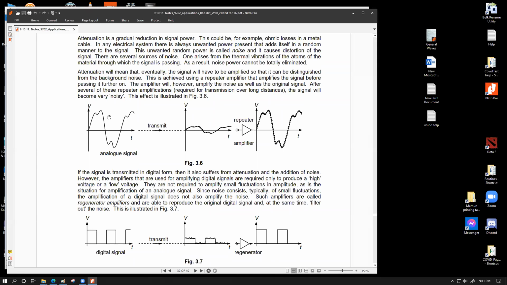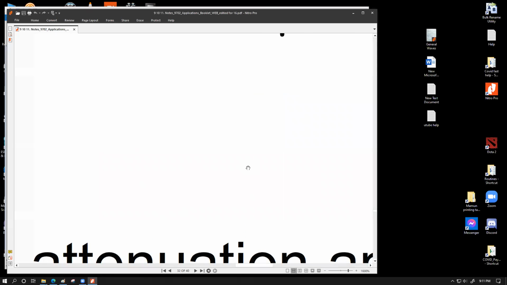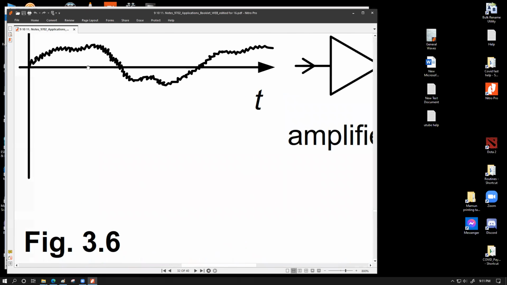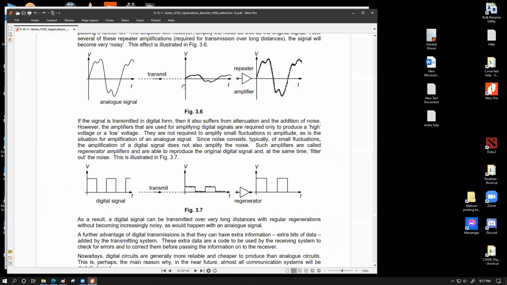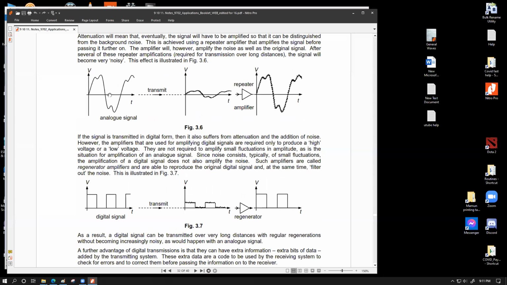One, you will lose voltage. You can see that the amplitudes over here have become smaller, and also it will pick up noise. The noise pickup is shown by this zigzag line. You can see there are some ups and downs over here. These ups and downs are the noise or the physical interference picked up by the signal as it was traveling through the transmission channel. Whenever it is received, you can see over here, this is a repeater amplifier.